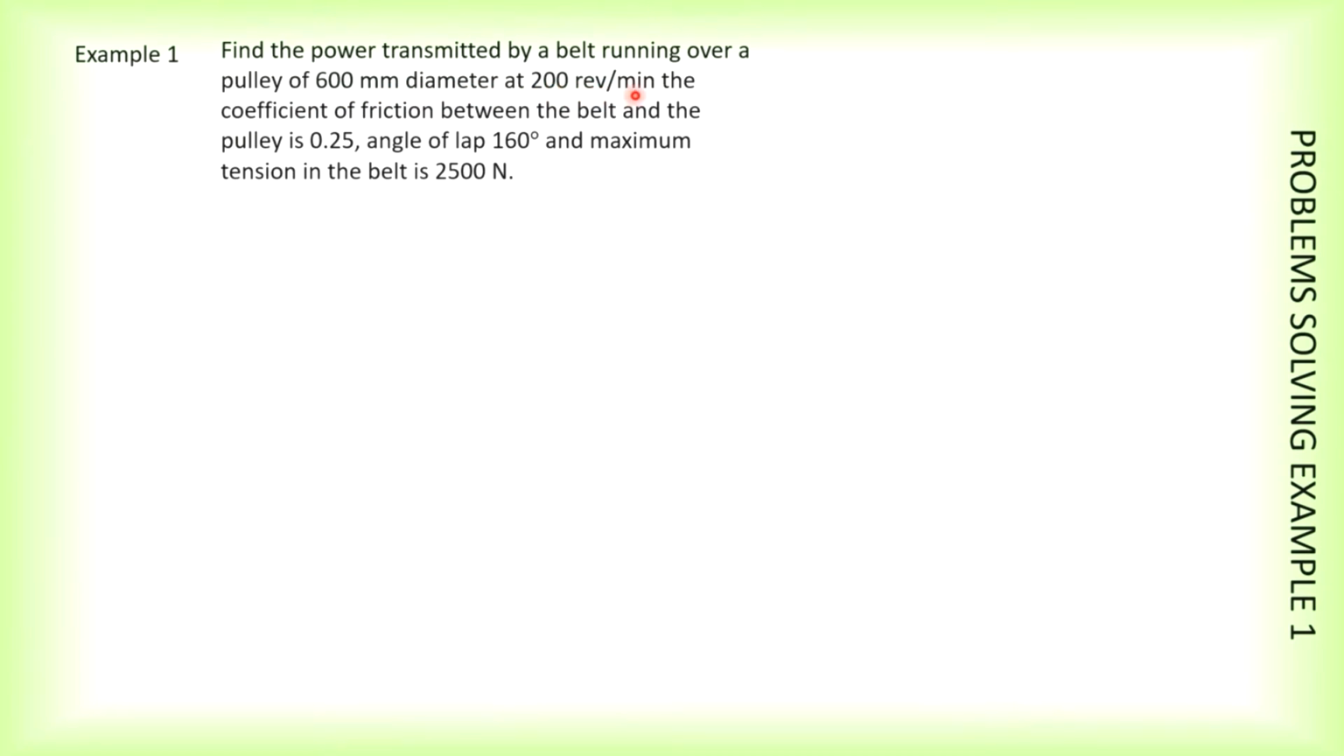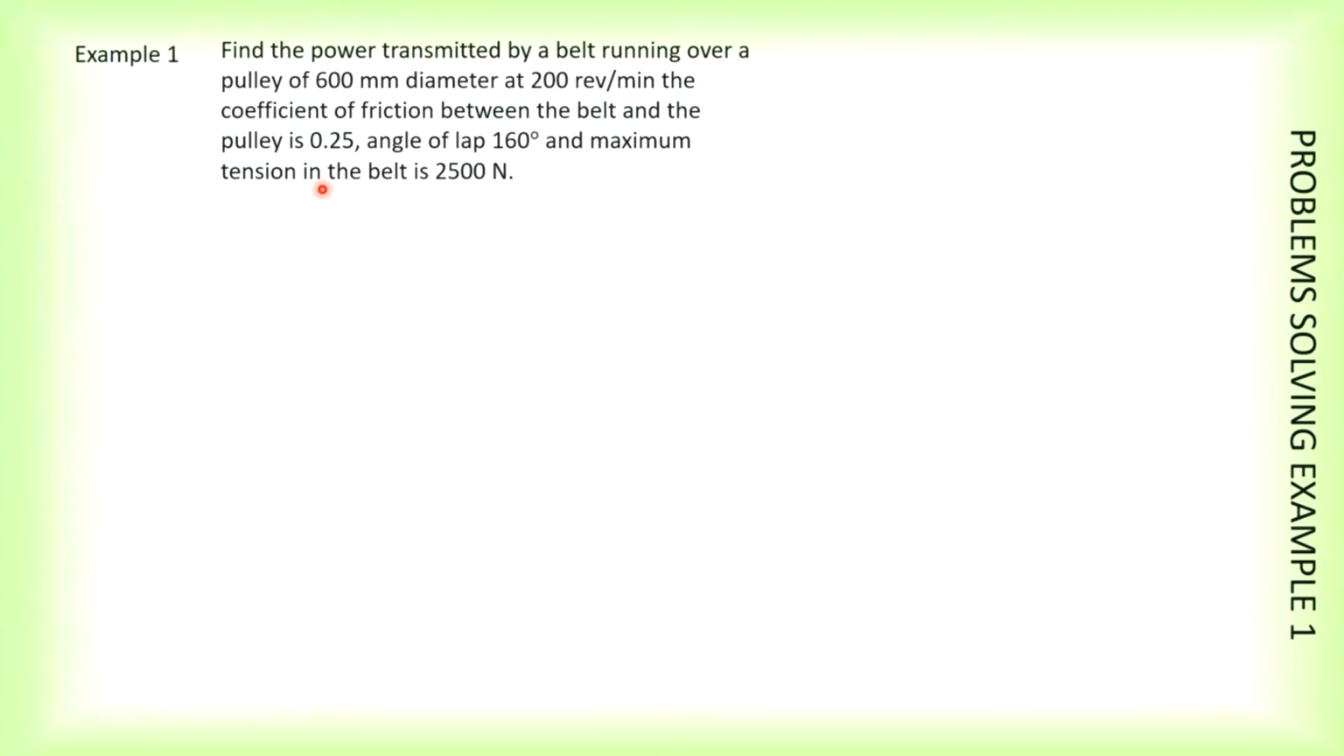Find the power transmitted by a belt running over a pulley of 600 millimeter diameter at a speed of 200 revolutions per minute. The coefficient of friction between the belt and the pulley is 0.2, and the angle of lap or wrap is 160 degrees. Remember, this must be converted to radians if you were to use the belt tension ratio. And the maximum tension in the belt is 2,500 Newton.